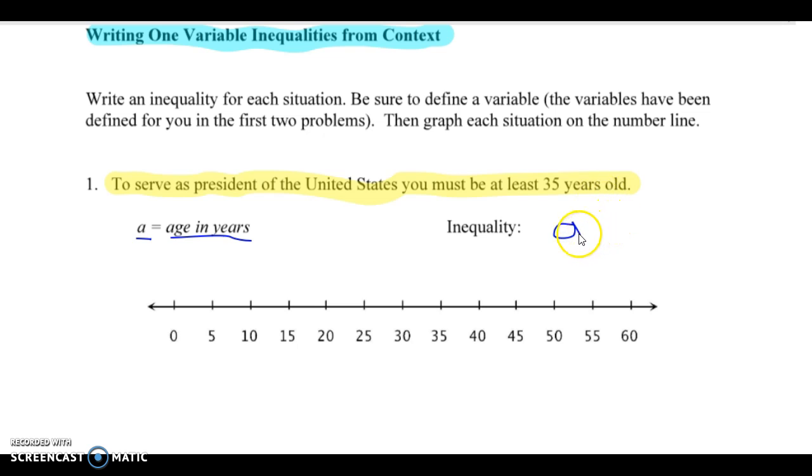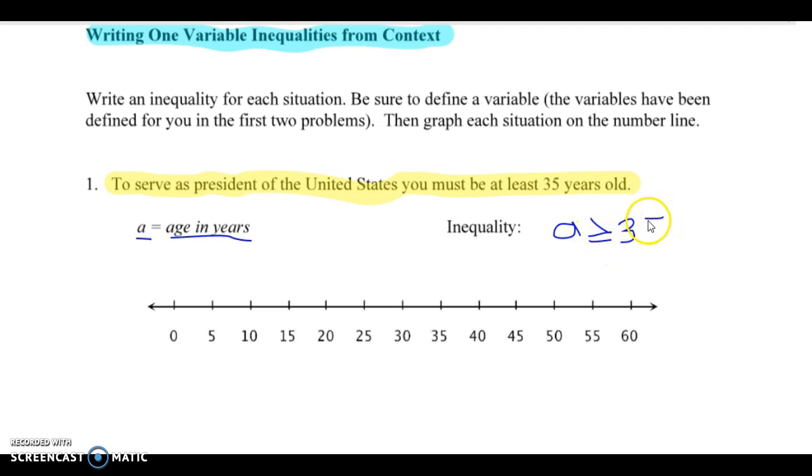So does that mean 36? If you're 36 years of age or 37, then you can serve as a president, right? But also, what if you're only 35? Can you serve as a president? Yeah, because it says at least 35. So that means the age, A, has to be greater than or equal to 35.